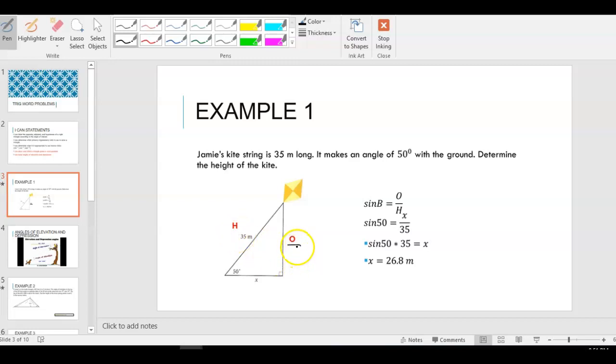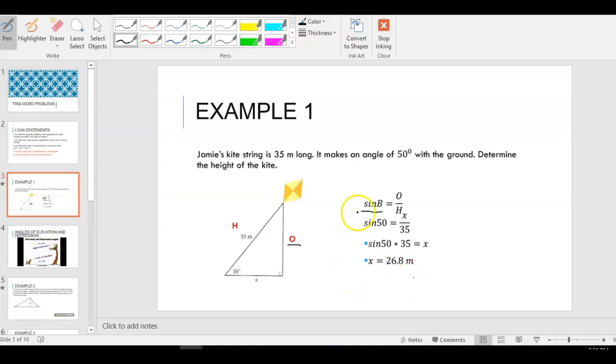Hypotenuse and opposite. Therefore, the ratio that we're going to choose is sine of angle B equals opposite over hypotenuse. Let's plug in the information. The angle B is 50 degrees. Sine of 50 equals x over 35. Multiply by 35 on both sides. Sine of 50 multiplied by 35 equals x, that is the height of the kite above the ground.